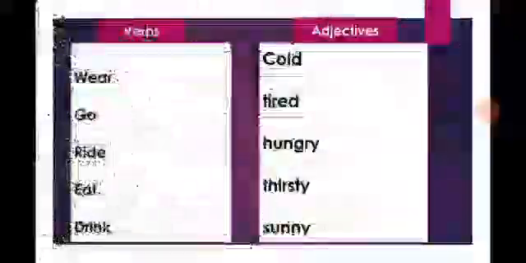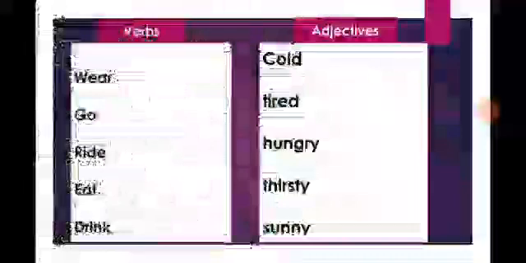Here, look at verbs. Wear, like wear your coat. This is the verb. Go. This is a command verb also. Command verb. فعل أمر. Go outside. Ride. Also, this is a verb. Ride your bike. Eat. Eat your lunch. Drink. Drink water. So these are the verbs.